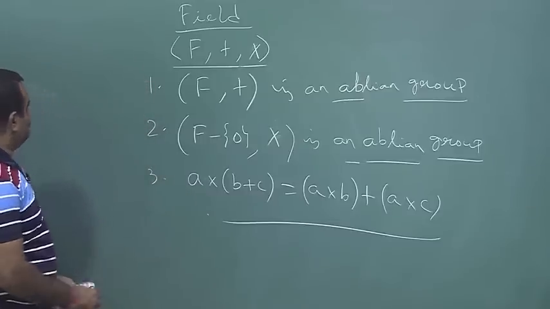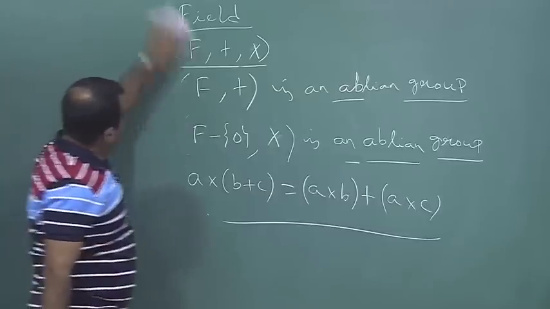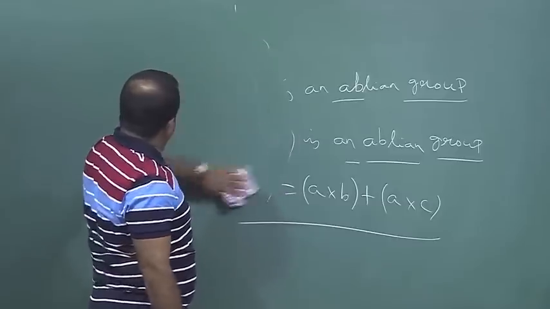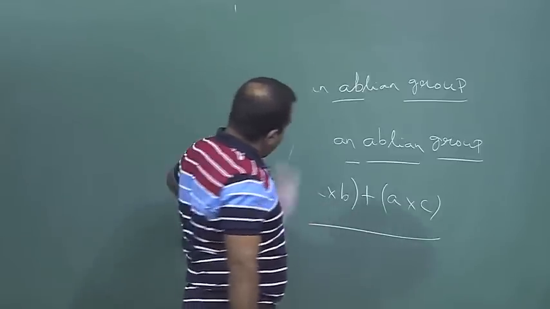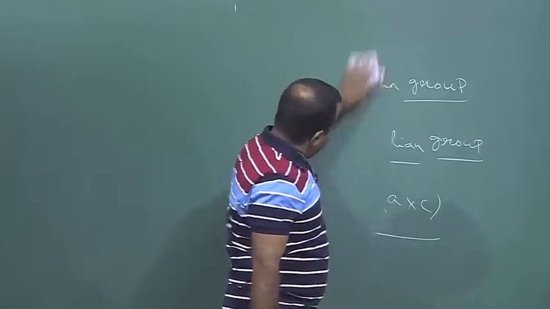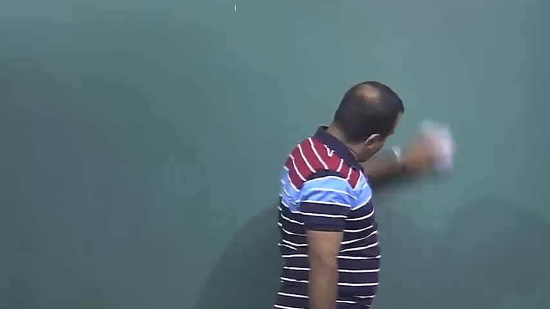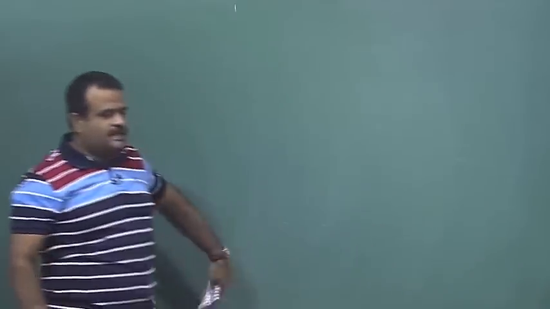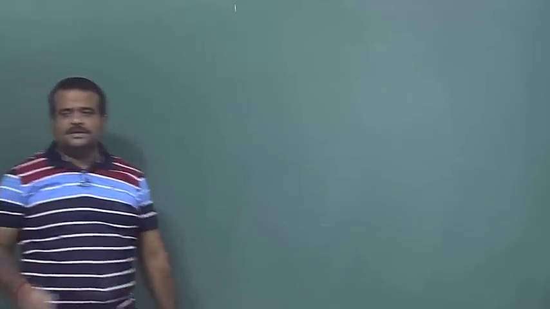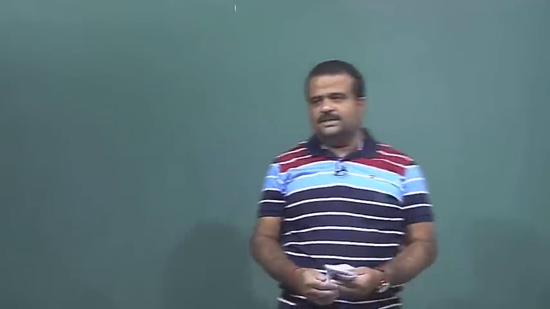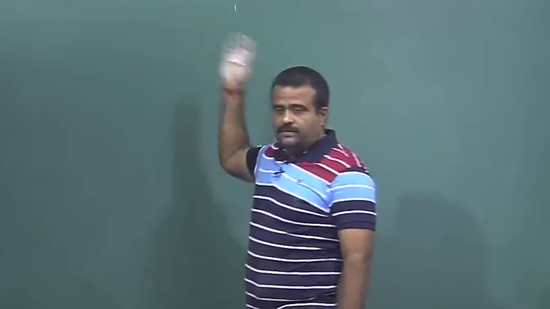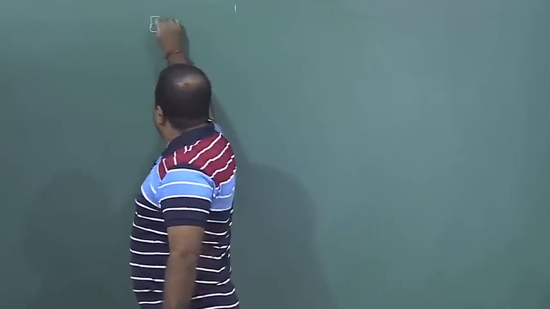Now, let us take some examples of field. Fields have good applications in cryptography, especially finite fields. A finite field means the number of elements in F is finite, that is, the cardinality of the set F is finite. So, an example of a field.